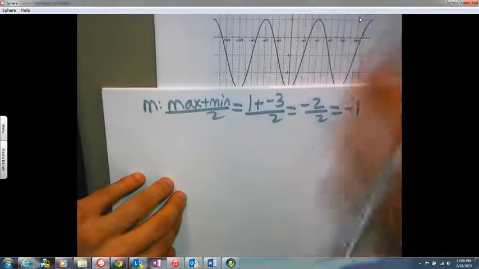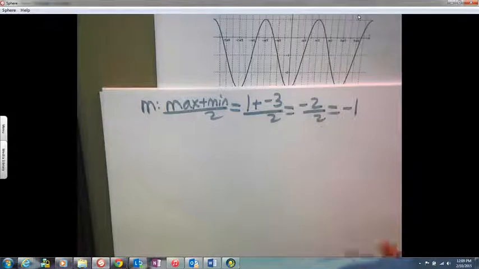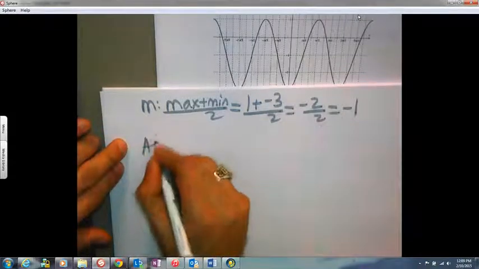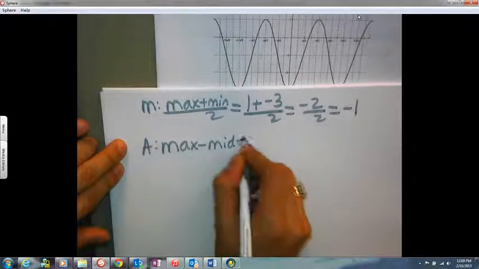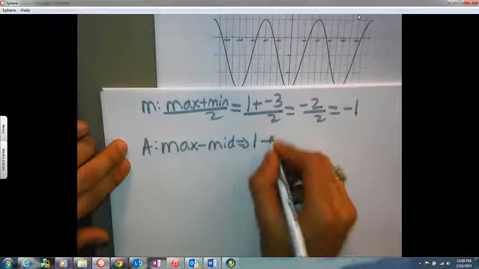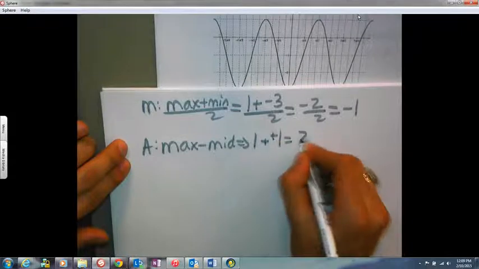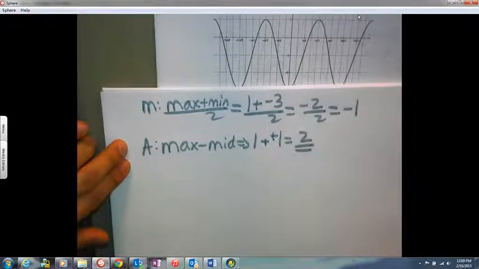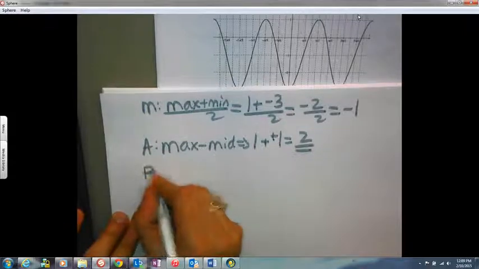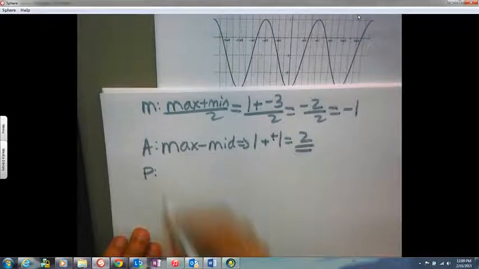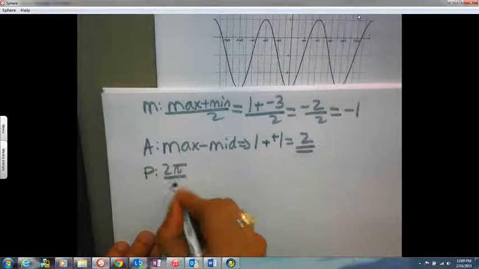Right? The next piece is amplitude. Amplitude is max minus mid. The maximum is 1 minus negative 1 is equal to 2. The period is, as we know, 2 pi over b equals period.